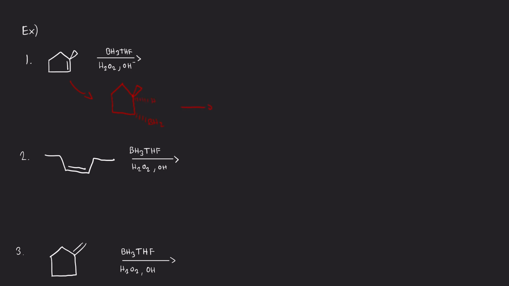Now, in your second step, that was your first step using the BH3 THF. In your second step, you're going to have the H2O2 and a strong base. What this is going to do is change the BH2 to an OH. So your final product is going to look like this. You're going to have this on a wedge, as that was in the initial problem. Your H on a dash. And the BH2 is now an OH. So this would be your final product for this first one.